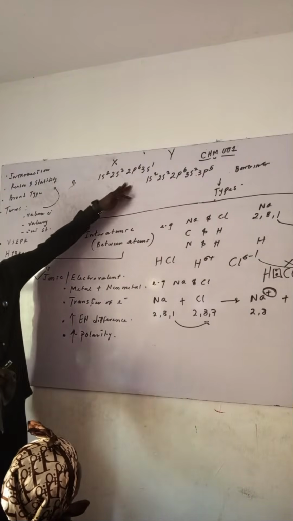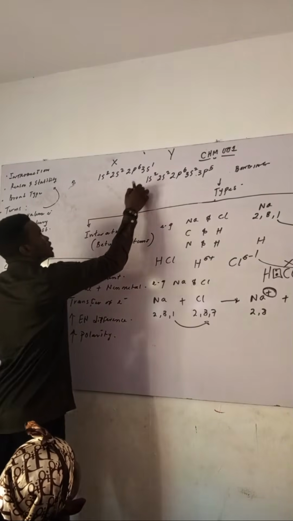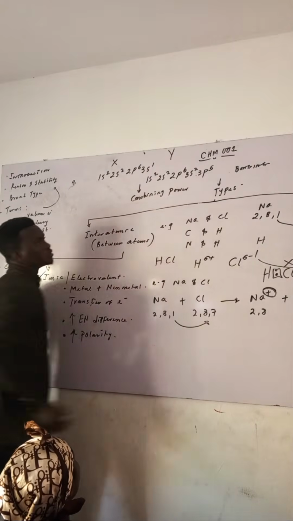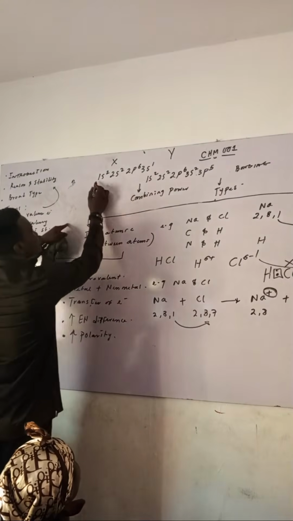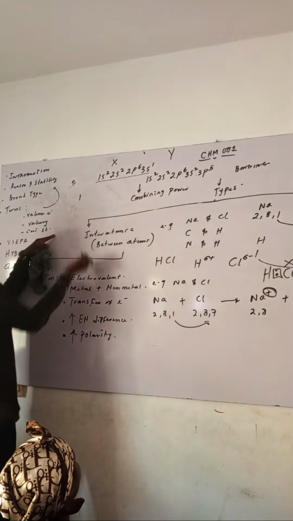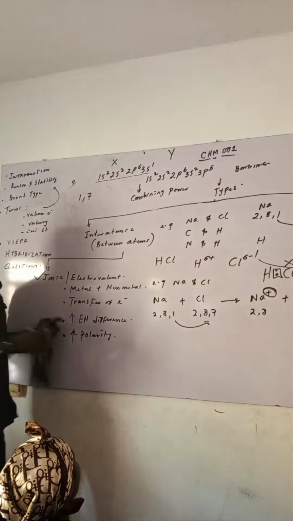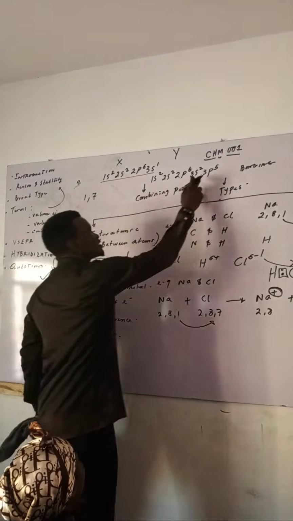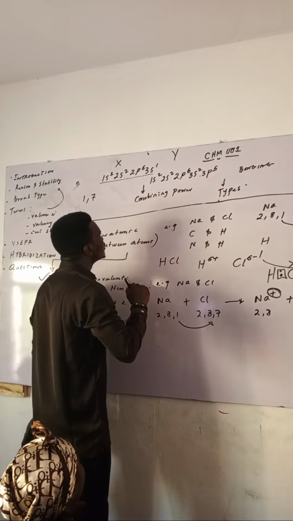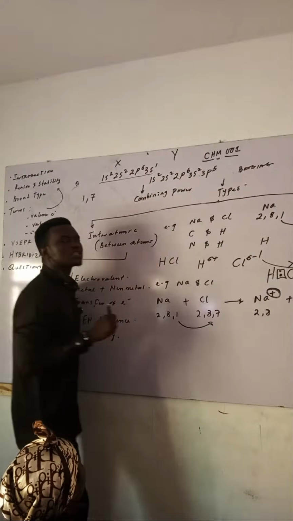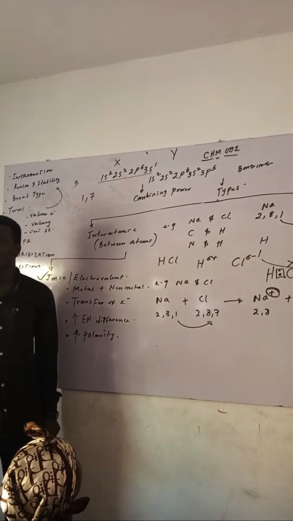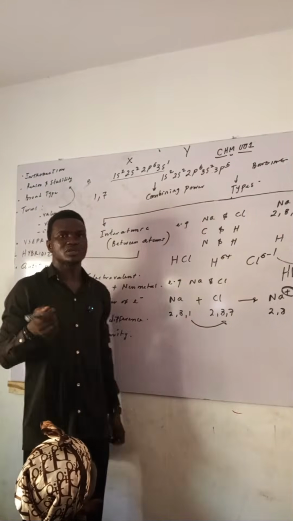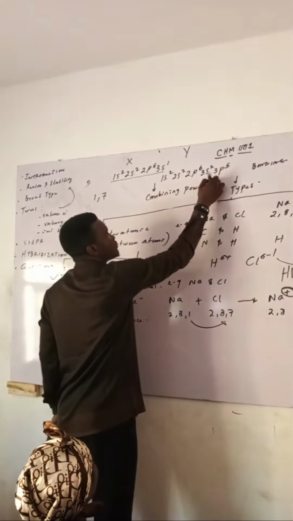If you want to know the formula, the first thing you will think about is their combining power. What is the combining power for this one? 1, or you can say 1 or 7. You know it can either accept 7 or lose 1. For this one, what is the combining power? 7 or 1. Don't say 3 or 5, except you are not in the periodic table class, where I taught you that when you have 3, you add these two together.